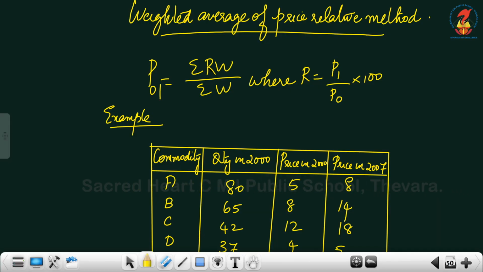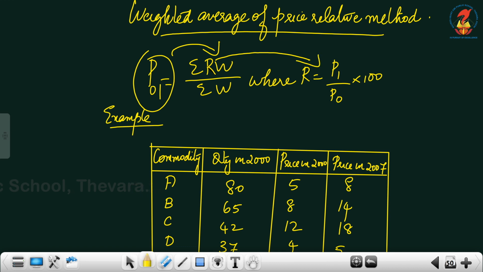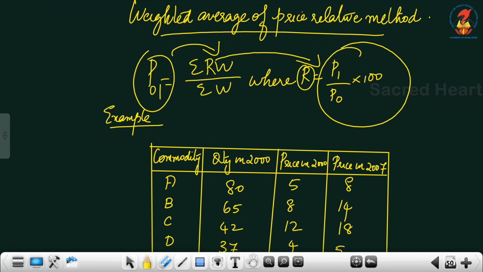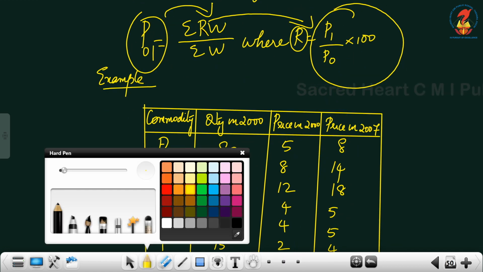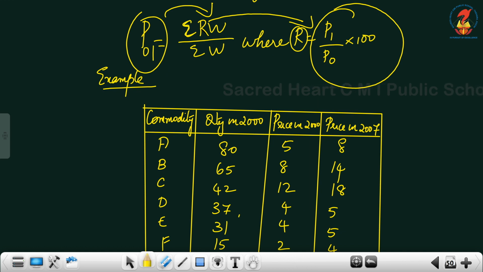Here the index number is found by using the formula sigma RW by sigma W. R is the price relative, R is equal to P1 by P0 into 100. You have already done this in the unweighted index number. Weighted average of price relative means P01 is equal to sigma of RW by sigma W.